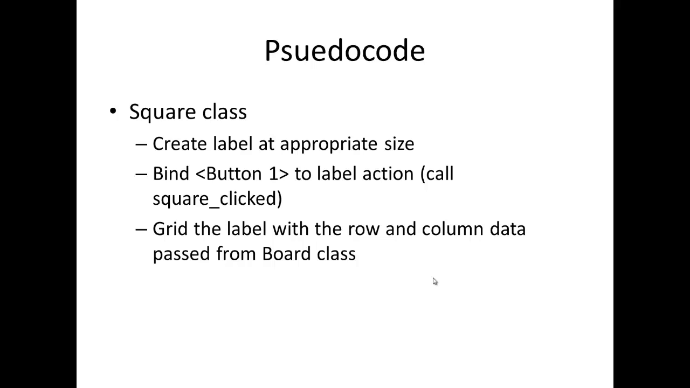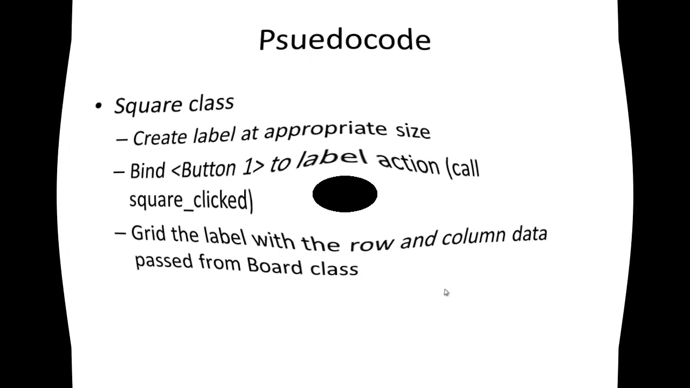And we also need to grid that label. So after we've created it, we bind it to a particular method, and then we grid it, which basically covers where to display it, or how to display it. You can think of it kind of like a pack method. So it allows us to create a grid of labels really easily, which is very useful for this type of game.